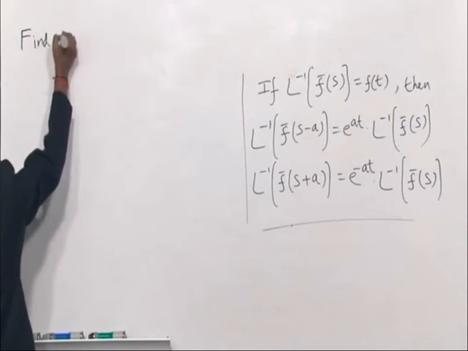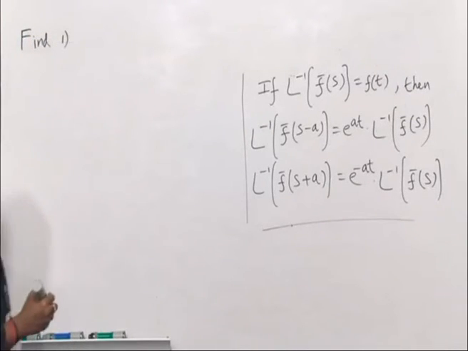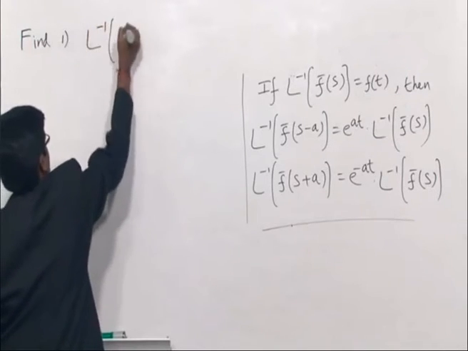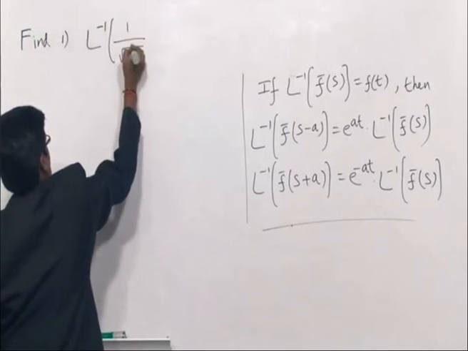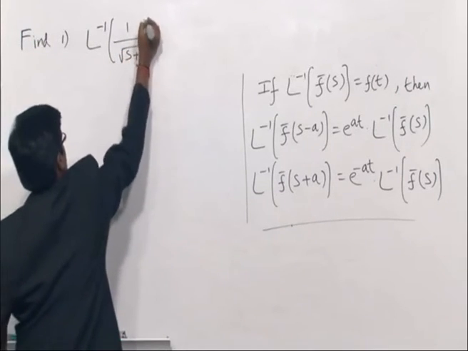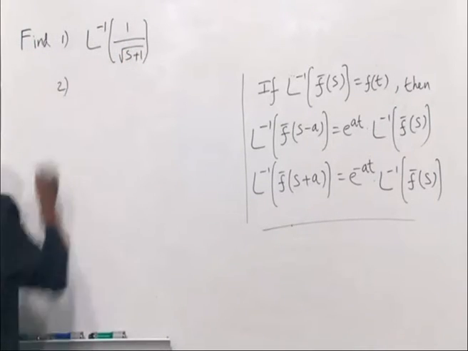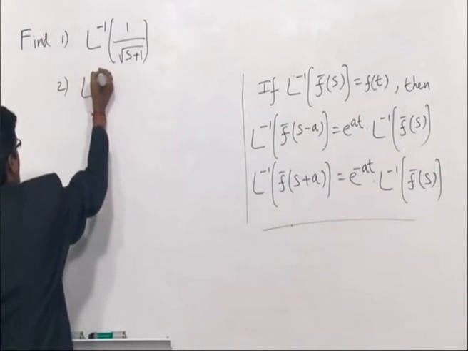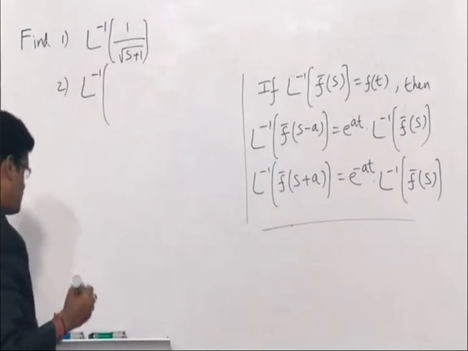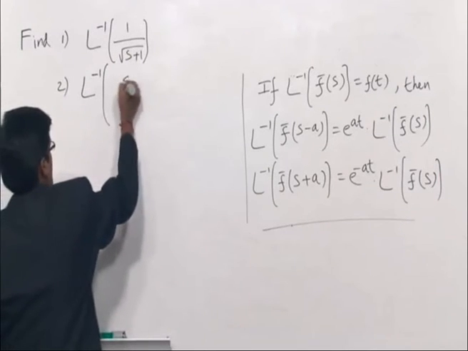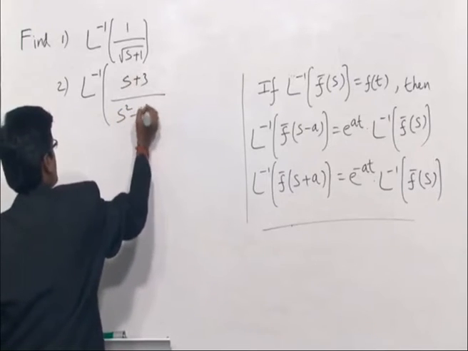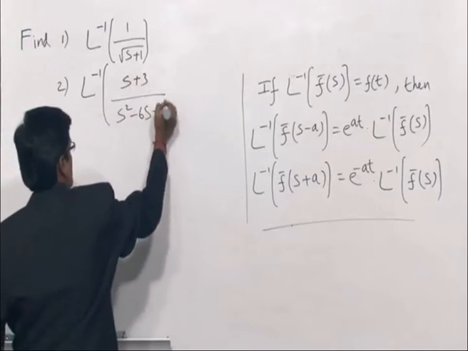Find the first problem: L inverse of 1 over root s plus 1. Second problem: L inverse of s plus 3 divided by s square minus 6s plus 13.